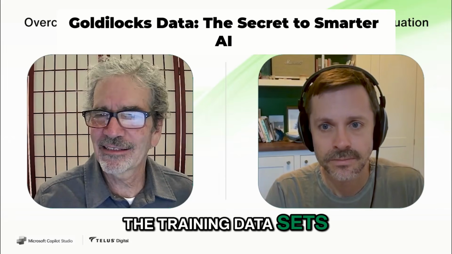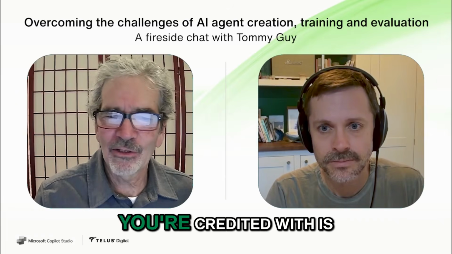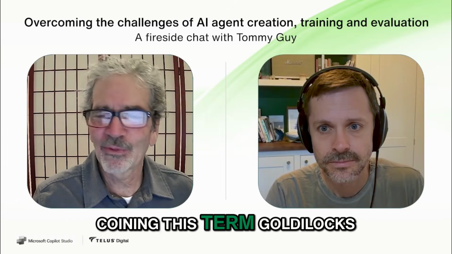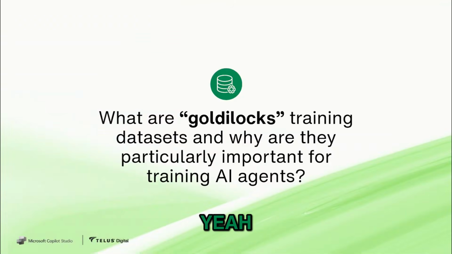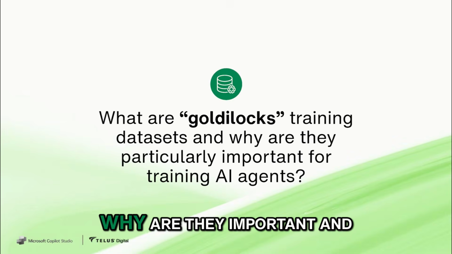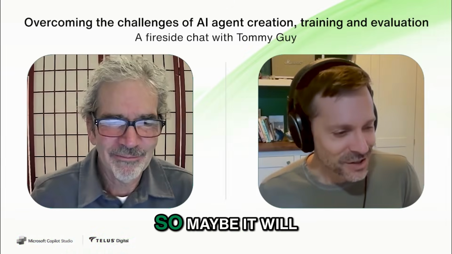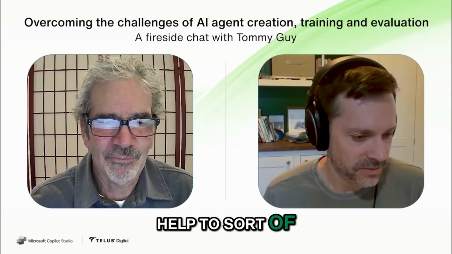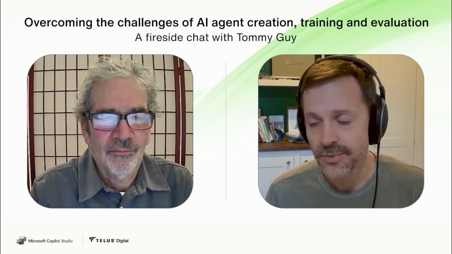How do you create the training data sets that improve the performance? I think one of the things that you're credited with is coining this term Goldilocks data for ideal training data sets. Tell us a little bit more about Goldilocks training data sets. Why are they important, and what are they? First of all, let's define. So maybe it will help to explain the kind of techniques we use to train modern models.